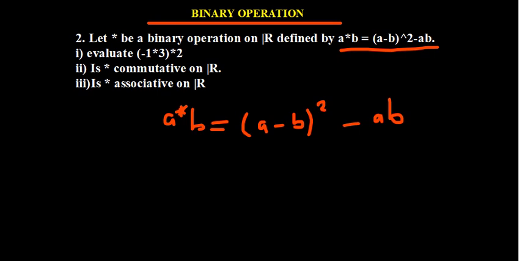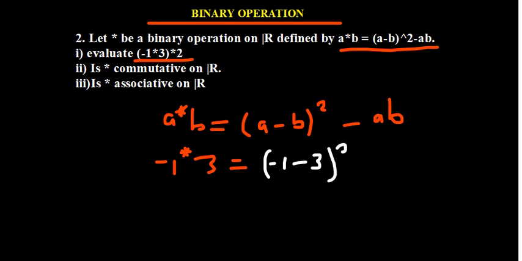BODMAS guides us to always start with what's in the brackets. So we have negative 1 star 3. In this case our A becomes negative 1 and our B is 3. So I'll substitute in. Where there is A we have negative 1, where there is B we have 3, and it should be squared minus AB.